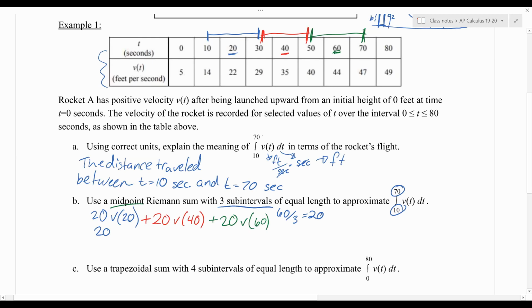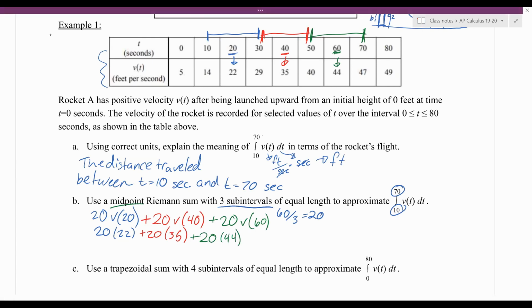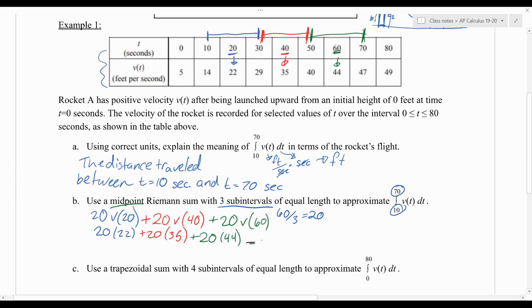So now let's evaluate them. 20 times v of 20. V of 20 was 22. Plus 20 times v of 40, which was 35. Plus 20 times v of 60, which was 44. So if I add them all up, I get 2020. And my units are feet.